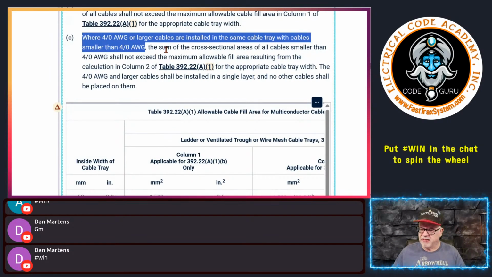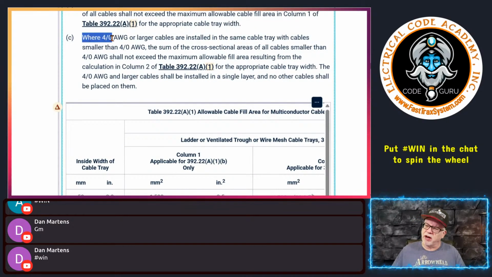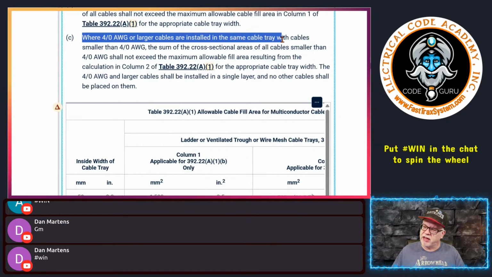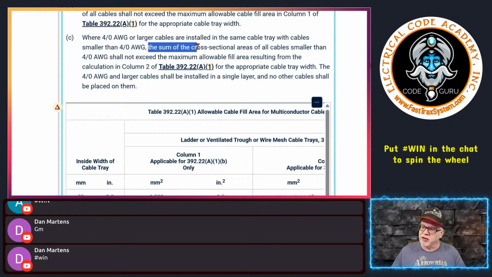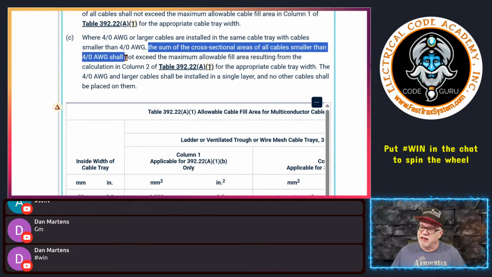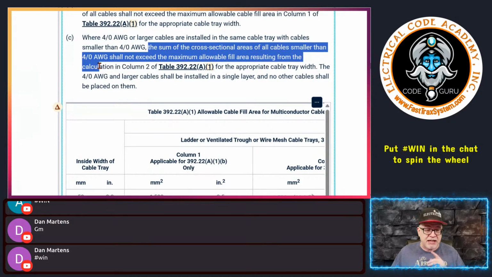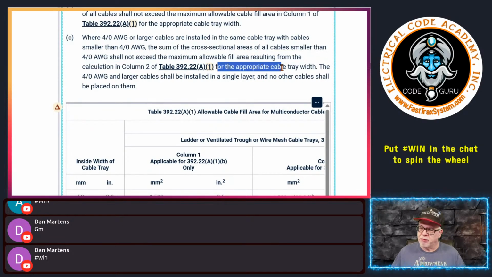That'll explain it. All right, so it says where 4/0 and larger cables are installed in the same cable tray with cables smaller than 4/0, the sum of the cross-section area of the cables smaller than 4/0 shall not exceed the maximum allowed fill area resulting from the calculation of column 2 in Table 392.22(A)(1) for the appropriate cable tray width. It says the 4/0 and larger cable shall be installed in a single layer. Okay, what does this mean?